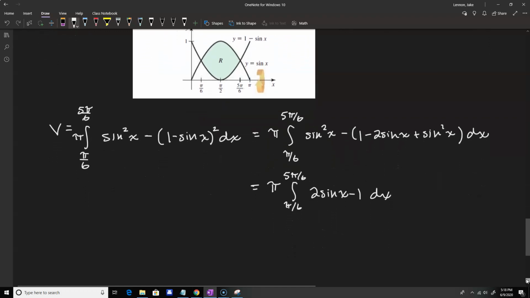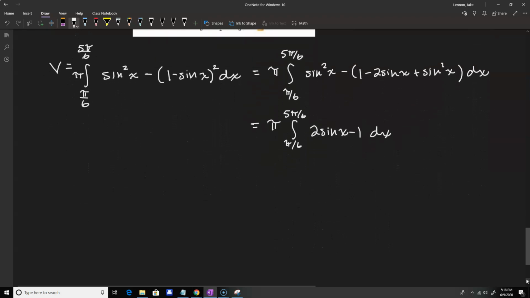The antiderivative of sine of x is going to be minus cosine of x. So we have pi times minus 2 cosine of x minus x, and we're going from pi over 6 to 5 pi over 6.